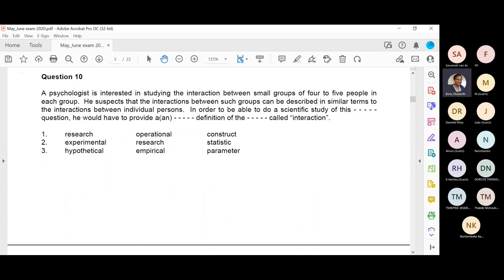A psychologist is interested in studying the interaction between small groups of 4 to 5 people in each group. He suspects that the interaction between such groups can be described in similar terms to the interaction between individual persons. In order to be able to do a scientific study of this question, you would have to provide a definition of an called interaction.